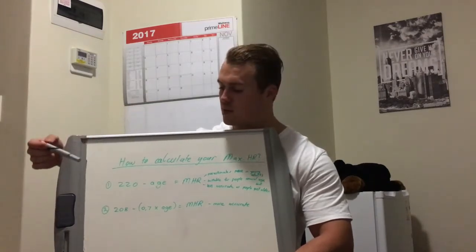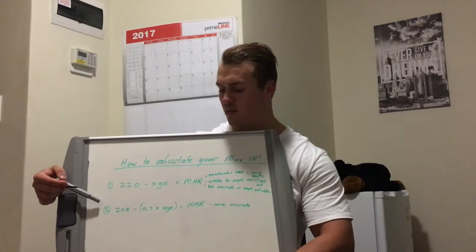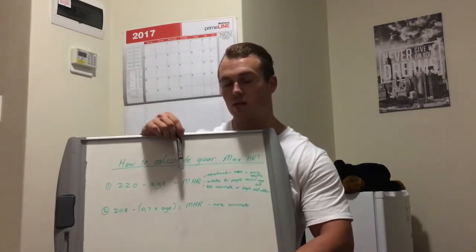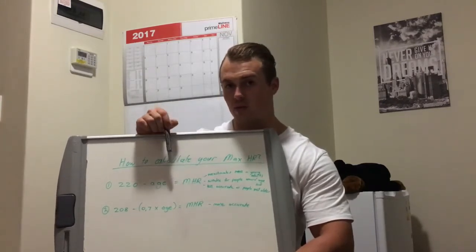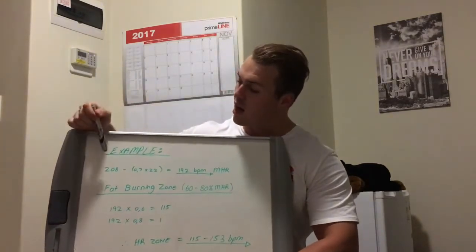So they later developed this second formula, which is 208 minus 0.7 times your age, and that'll give you a maximum heart rate. This is a more accurate representation of your maximum heart rate. So now, using the maximum heart rate that I just showed you how to calculate, how can you calculate your fat burning zone? I'm giving you an example.